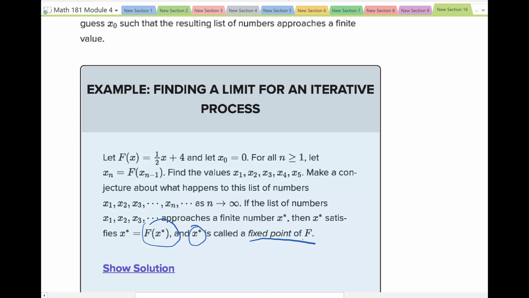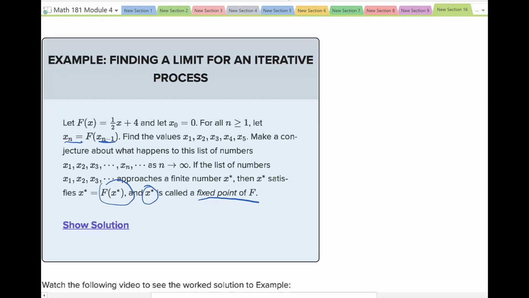So here we go. It says that f of x equals 1/2 x plus 4. And so the way we're going to set this up as an iteration is x sub n equals f of x sub n minus 1, for n greater than or equal to 1. X sub n is equal to 1/2 of x sub n minus 1 plus 4. So our x1 will equal what? Did they give us an x sub 0? Yes, they did. X sub 0 is 0.